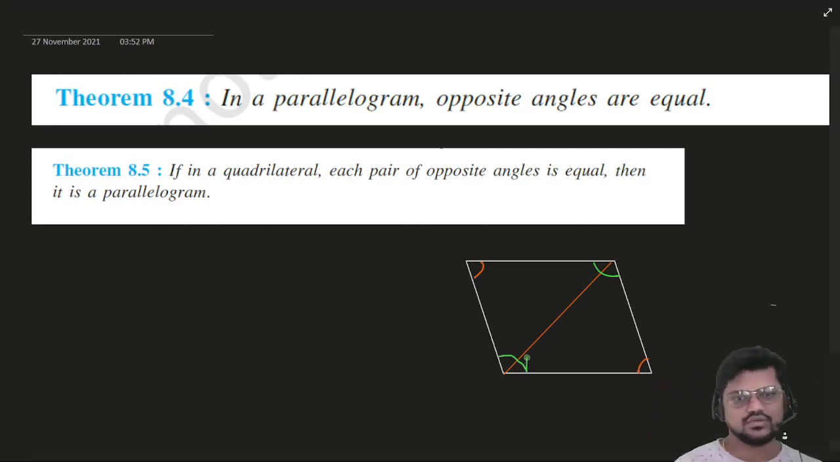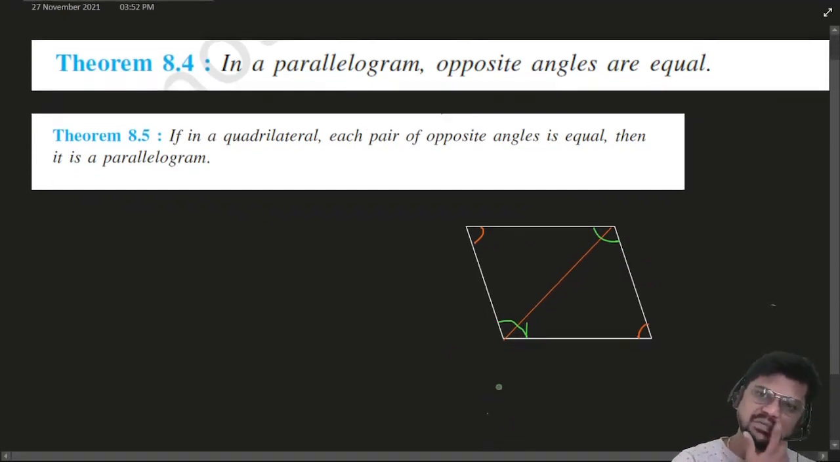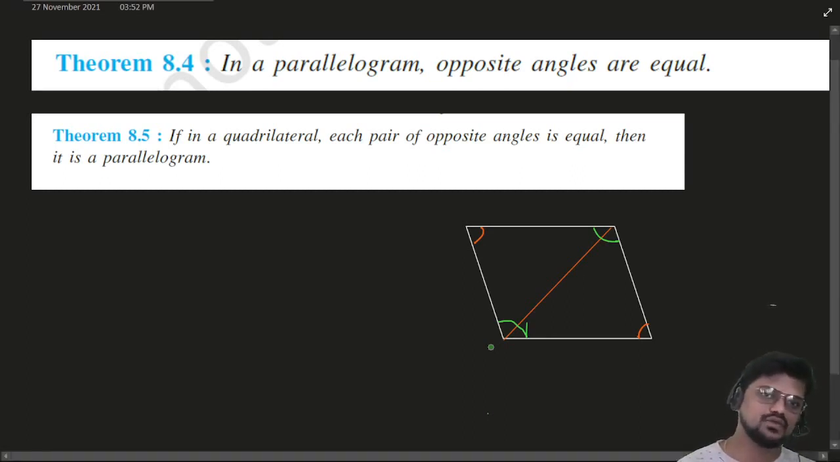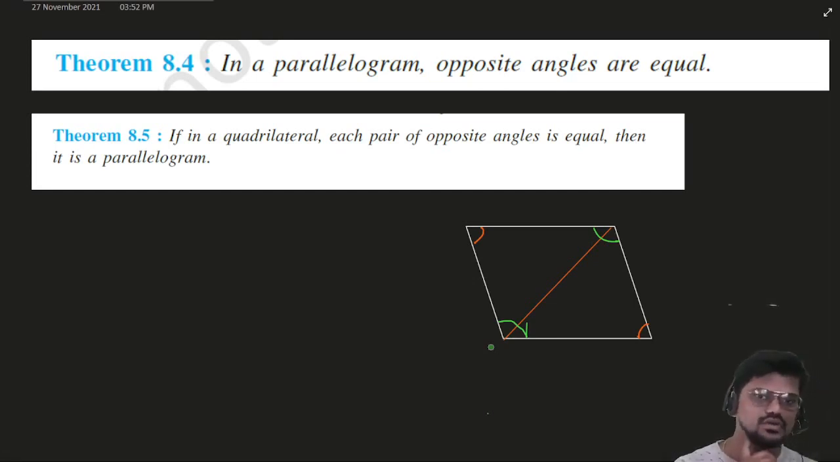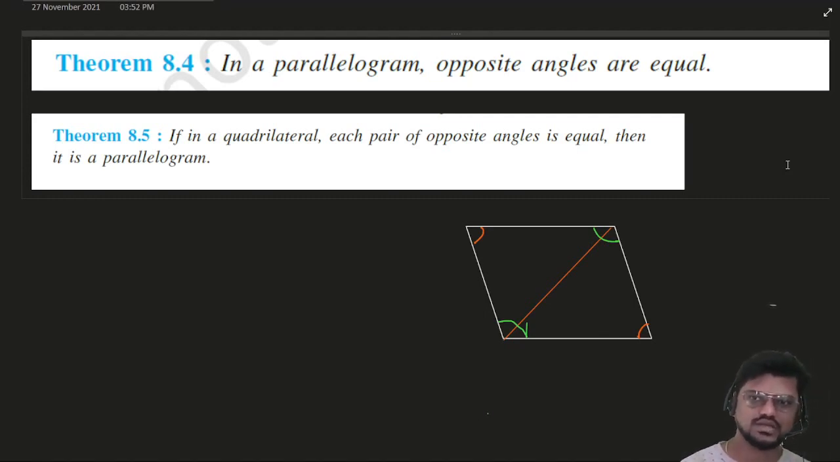Now, then it is a parallelogram we have to prove. Fine. Suppose I have drawn this diagonal. I don't know that it is a parallelogram. Each pair of opposite angles is equal, then it is a parallelogram. Opposite angles are equal. Just a moment. If in a quadrilateral each pair of opposite angles is equal, then it is a parallelogram.